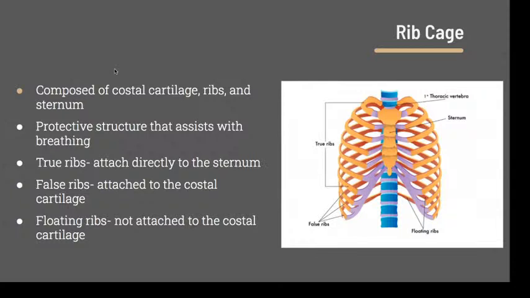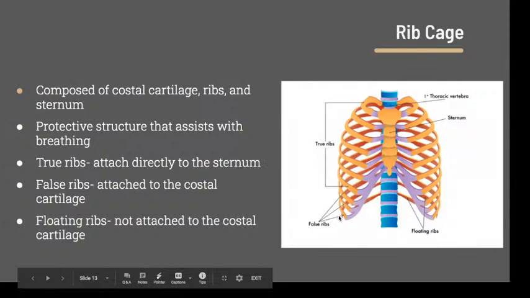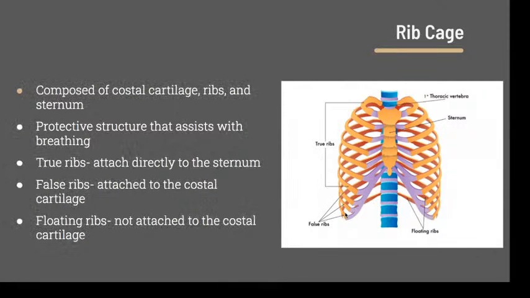So if you can see over here, we said that these are the true ribs because they attach directly to the costal cartilage. These are the false ribs because they're attached to the costal cartilage, not to the sternum. And over here, if you see the lines pointing at these 2 bones, they are not directly connected to the costal cartilage. They're just floating there. So that's where we got the name floating ribs.